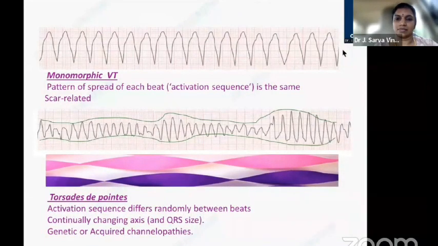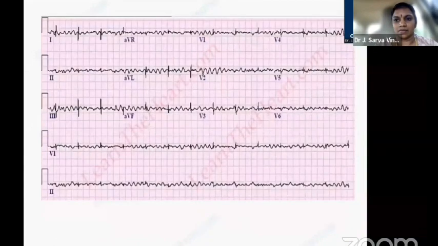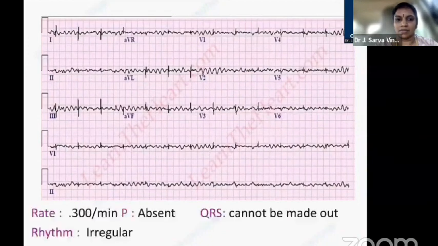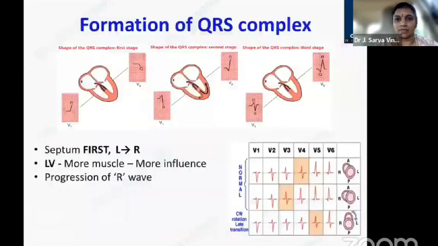In monomorphic ventricular tachycardia, all the complexes are wide, but they appear similar. But in Torsades de pointes, we can see that there's a varying amplitude and varying axis of the QRS complex. This is common in patients with channelopathy, and there is R on T phenomenon. So what do we find here? We cannot actually make out any distinct waves at all. So this is ventricular fibrillation. This is an emergency. The patient has to be defibrillated.